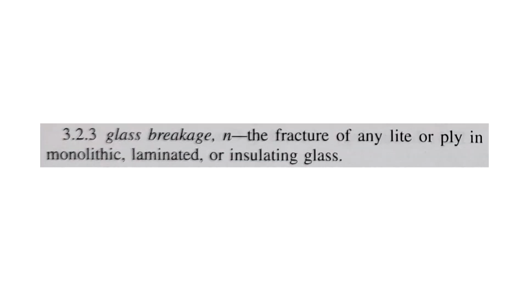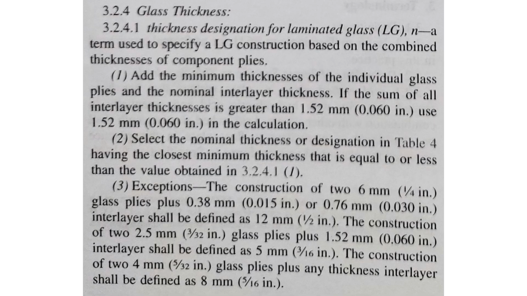That's aspect ratio. Glass breakage: the fracture of any lite or ply in monolithic, laminated or insulated glass. Okay, that's pretty self-explanatory. Now let's talk about thickness. The thickness designation for laminated glass. We're talking laminated, two panels stuck together right next to each other. Bam. A term used to specify an LG construction based on the combined thickness of the plies.